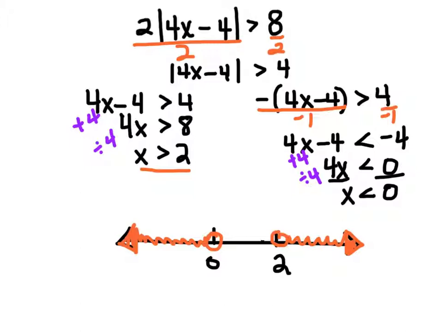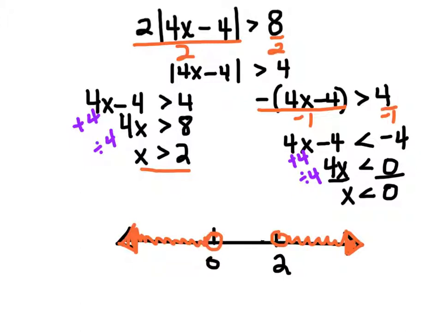Now let's try it. What if I actually were to pick 0? If I put 0 in here, I'd get -4. The absolute value of -4 is 4. 2 times 4 is 8. Is 8 greater than 8? It's not greater than, it's equal to. That's why I have an open circle.